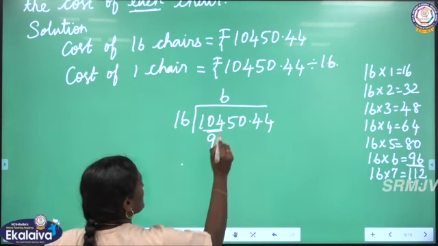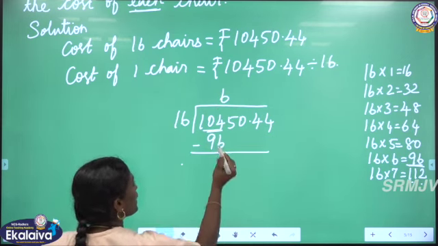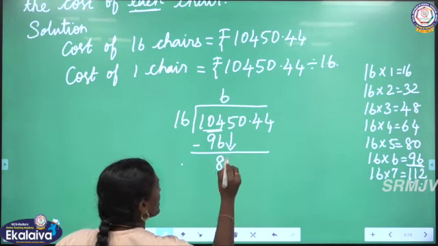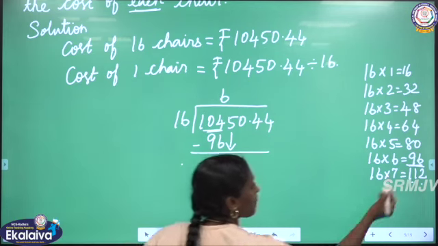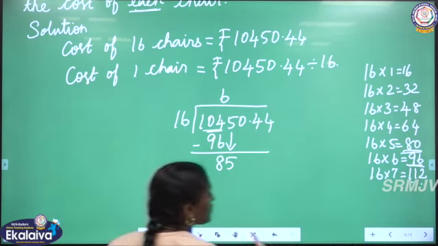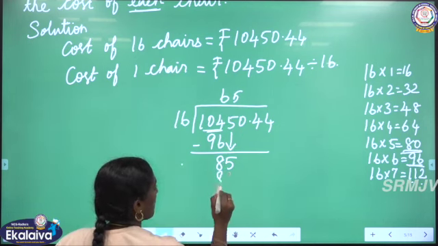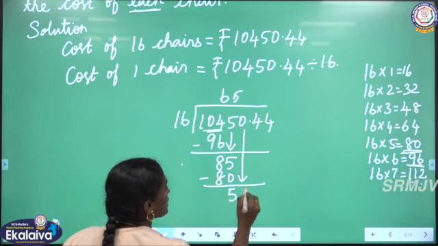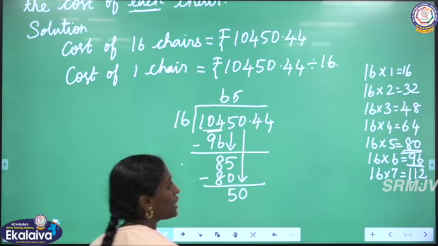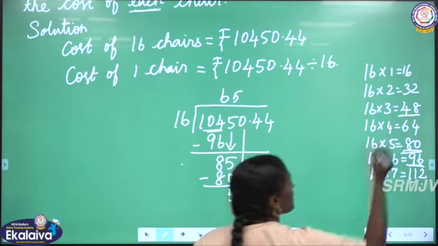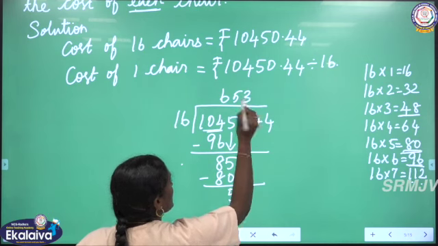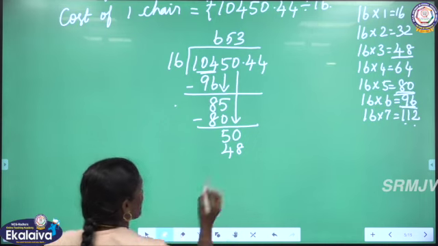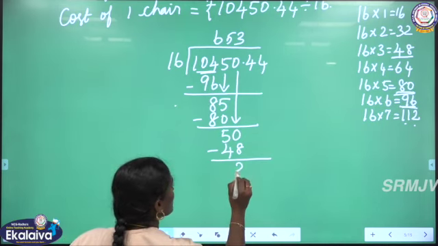6 times 16 is 96. Now we have to subtract 104 minus 96. We will get 8. Now we have to take the next digit 5. In 85, here 5 times we can take. 5 times 16 is 80. Now we have to subtract, we get 5. Then we have to take the next digit 0. Now in 50, here we have to take 3 times 16 is 48. Now we have to subtract, then we will get 2.